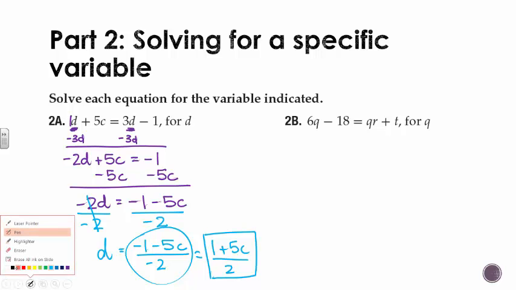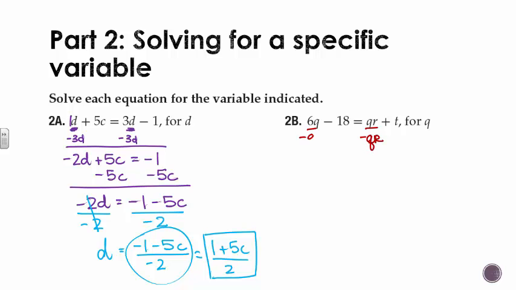So let's try one more together. So I have q here and q here. So I got to combine them. This one's a little different than the one before, and we'll see why in a second. So when I try to combine these two things, they're not like terms. I cannot combine them because one has an r with it and one doesn't.